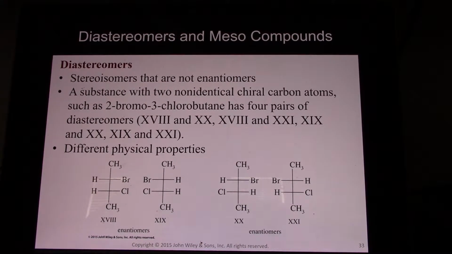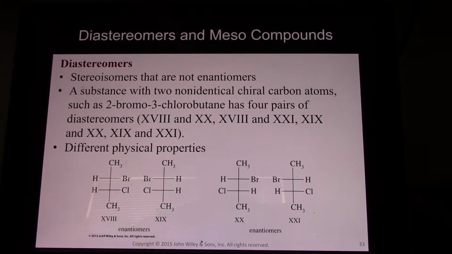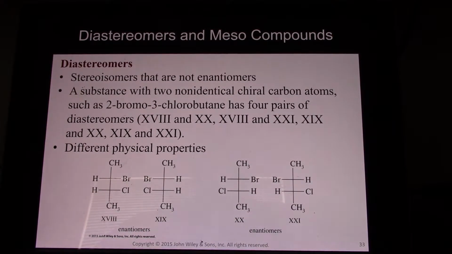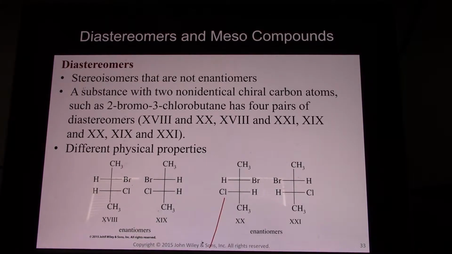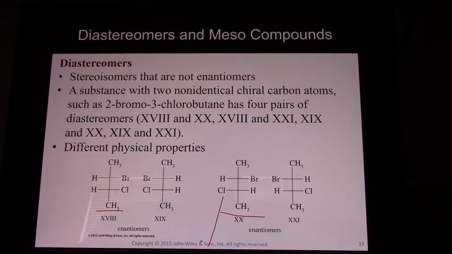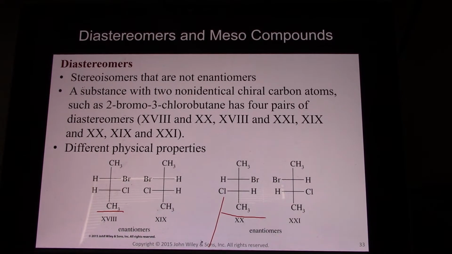So diastereomers are stereoisomers that are not mirror images. They are not enantiomers. And if a substance has 2 non-identical chiral carbons, this can happen. And so here we see 2 sets of enantiomers, but this one and this one are diastereomers to each other. They're not mirror images of each other, but they are stereoisomers. They are diastereomers.